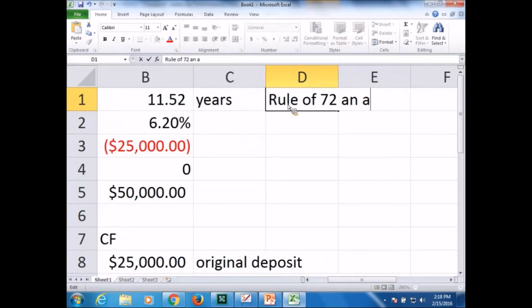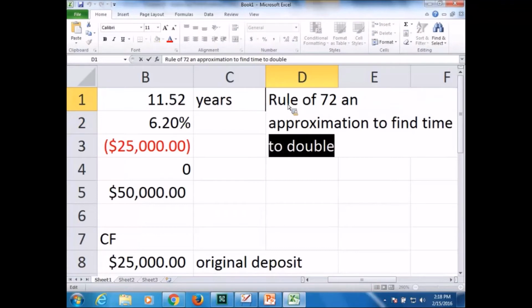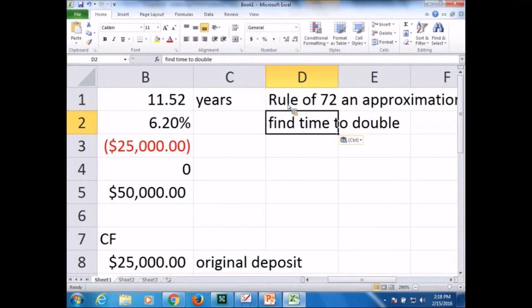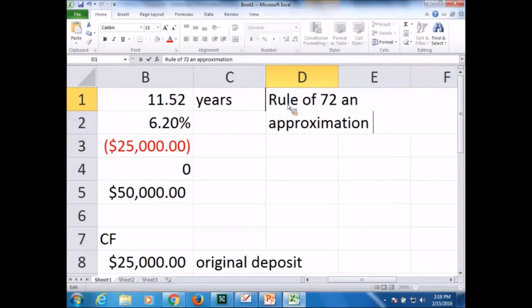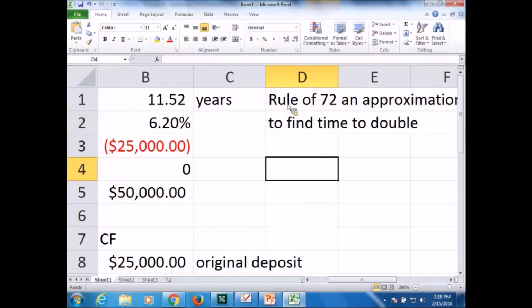The rule of 72 is an approximation to find the time for any amount to double. How long will it take for anything to double? You just take 72. This is the formula: 72 divided by the interest rate, but the interest rate as a number, not as a percentage.